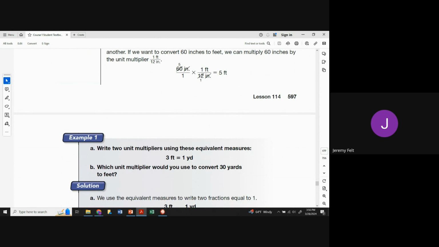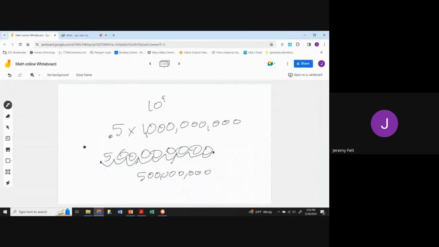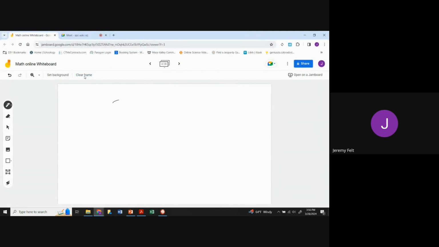Okay, so for this, 3 feet is 1 yard, and we're going to put that. We know that's true. 1 yard is equal to 3 feet, and 3 feet is equal to 1 yard. We can put that in a unit multiplier, and we can write it 2 different ways. I can say 3 feet over 1 yard. I can also say 1 yard over 3 feet.